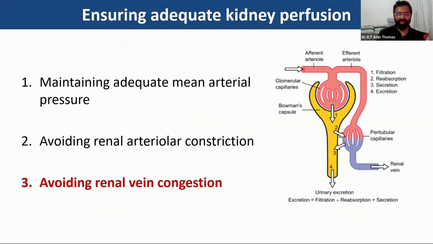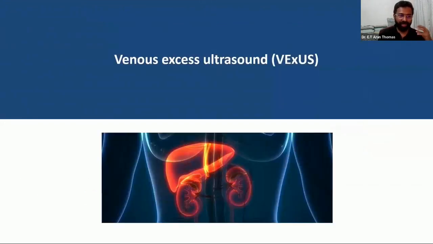But giving a lot of fluid results in venous congestion, and it will be translated into the renal vein. And if the renal veins are congested, the kidney cannot perfuse well, because the blood needs to go out of the kidney. So always assess how the renal veins are, especially after a large volume fluid resuscitation. For this, the VExUS ultrasound is very useful, and it's simple also. The learning curve is a bit more than checking the IVC, but it is still simple.